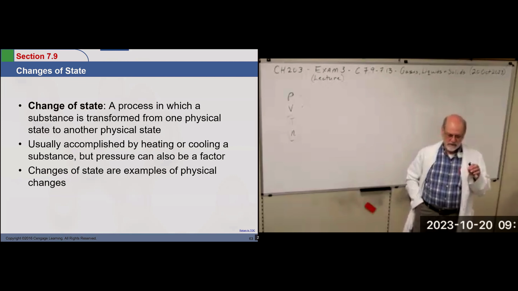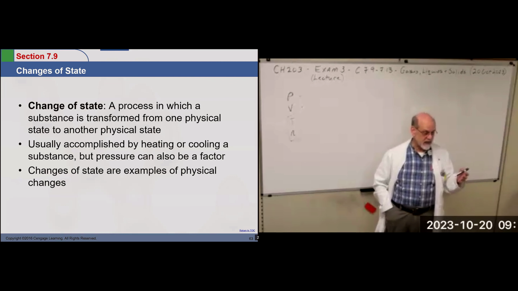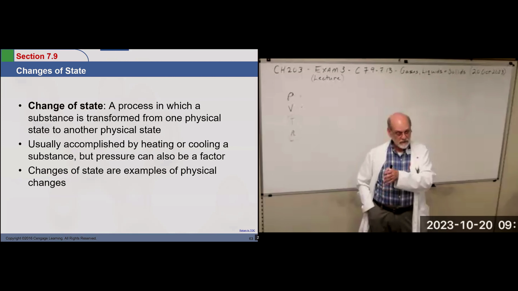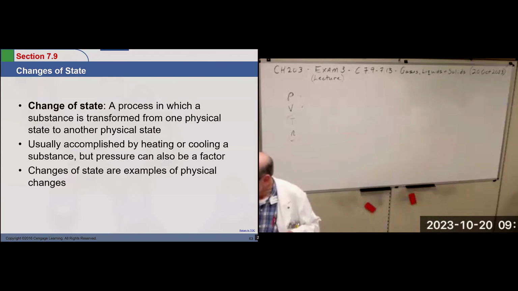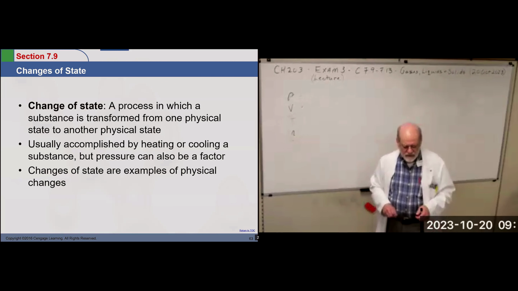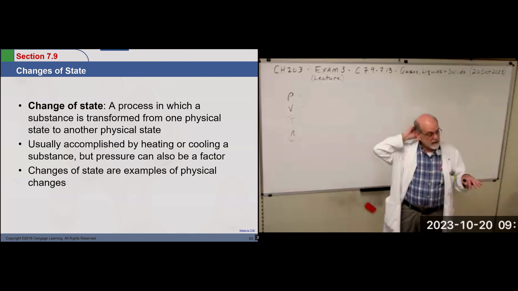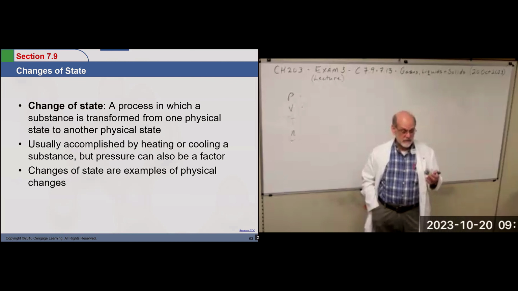So in this physical change, for our purposes, we're going to stick to gases, liquids, and solids. So you're making a transition from a gas to a liquid to a solid or the other direction. This change of state is usually accomplished by either heating or cooling. You add energy to the system or you remove energy from the system, and eventually you'll get a change of state.